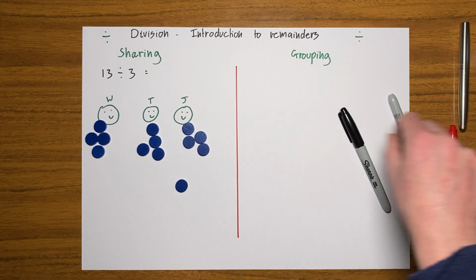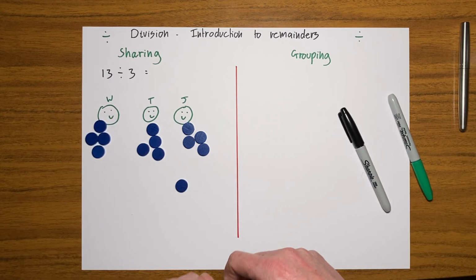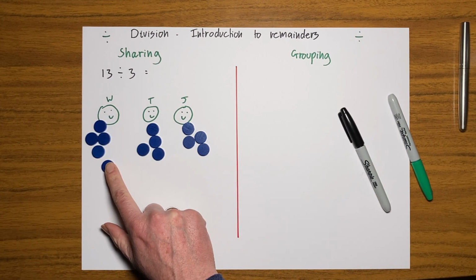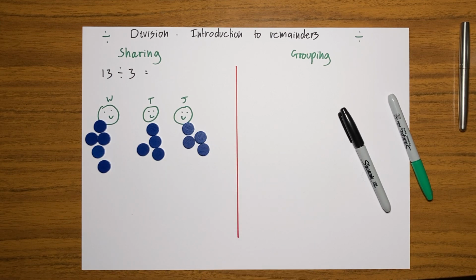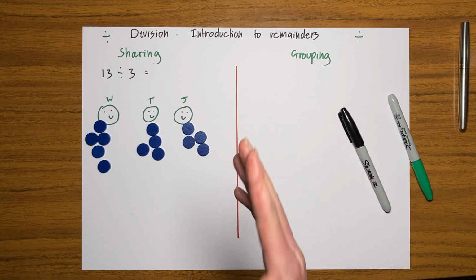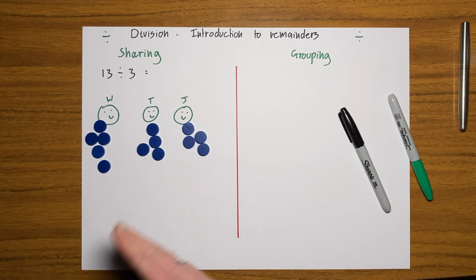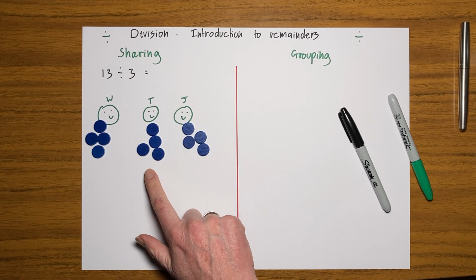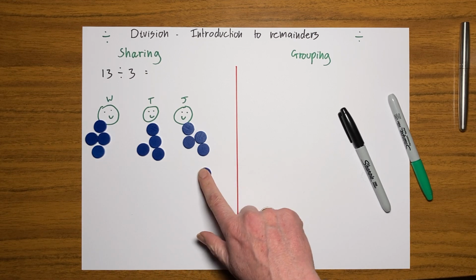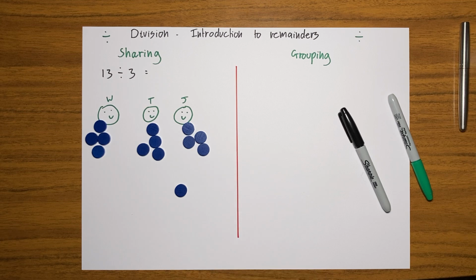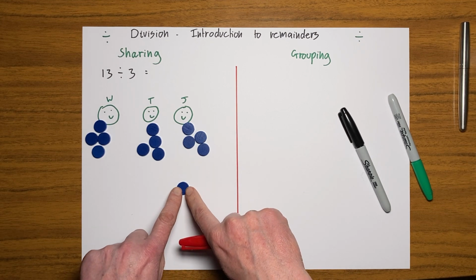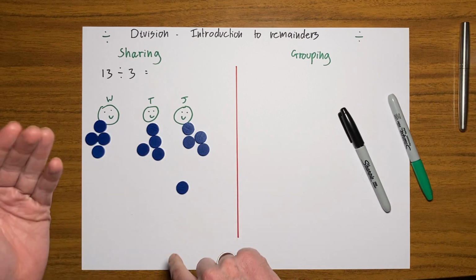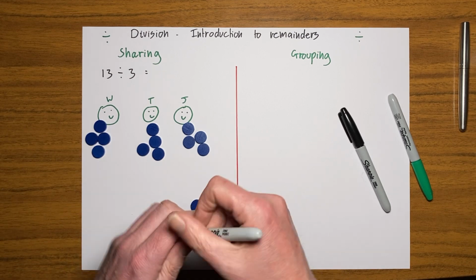And that one there doesn't have anyone to go to. I can't give it to William because otherwise he'd have 5 and the other 2 would only have 4. And the whole point with division is it always has to be equal. Whoever you're sharing it with has to have the same number. So I can't give it to William, I can't give it to Thomas, and I can't give it to James. Now, when we look into this in more detail, we could, of course, cut this up into pieces and share it. But for the moment, I'm just going to have to leave this to one side.